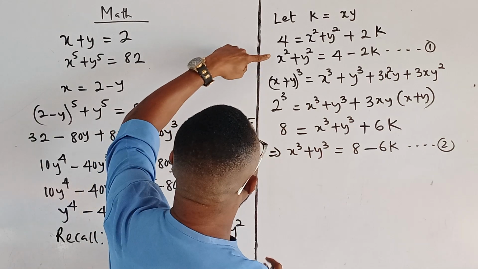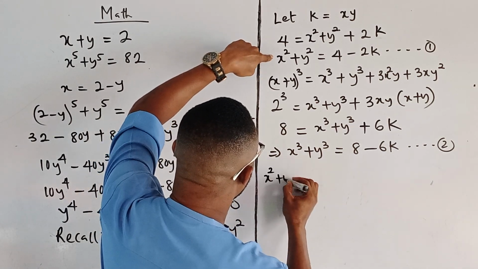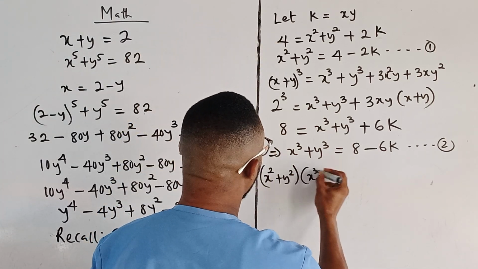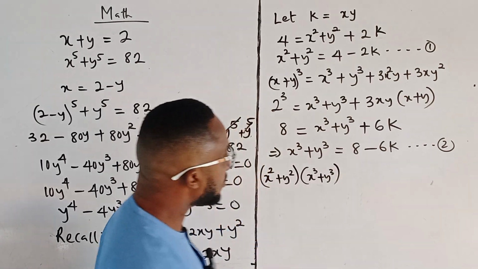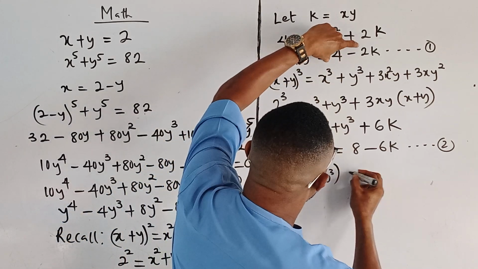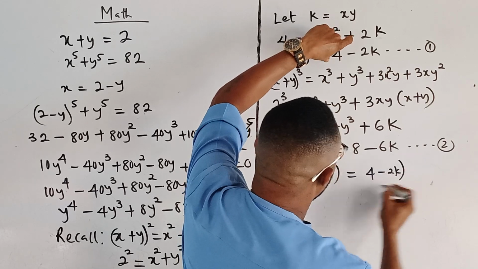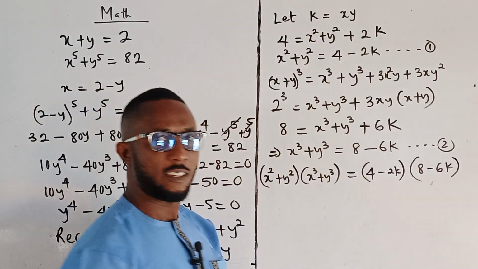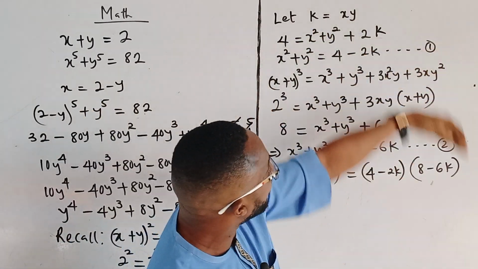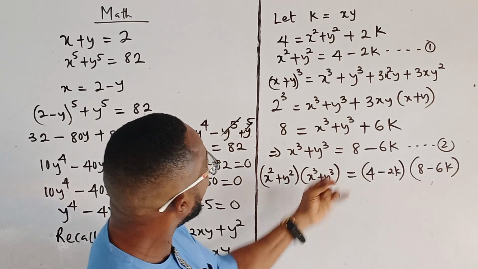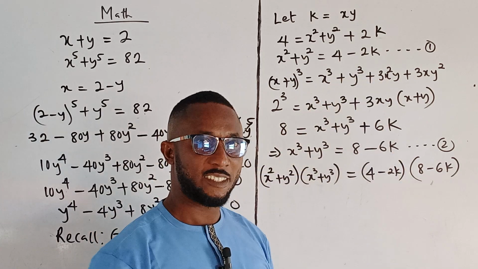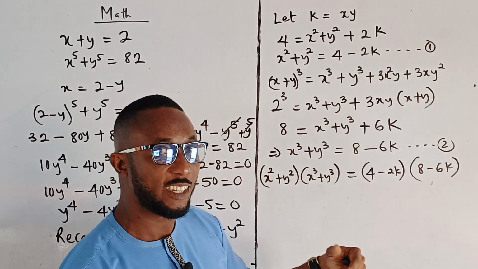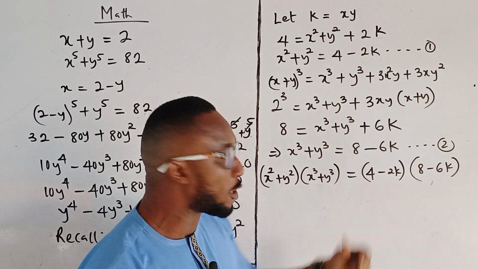So equation 1, I have x squared plus y squared to the left. Then I have x cubed plus y cubed in equation 2. Then I'll multiply 4 minus 2k, 8 minus 6k. If you multiply equation 1 and 2, you multiply the left sides together and the right sides together. So if I distribute here, you can see the creativity and the simplicity of this approach.